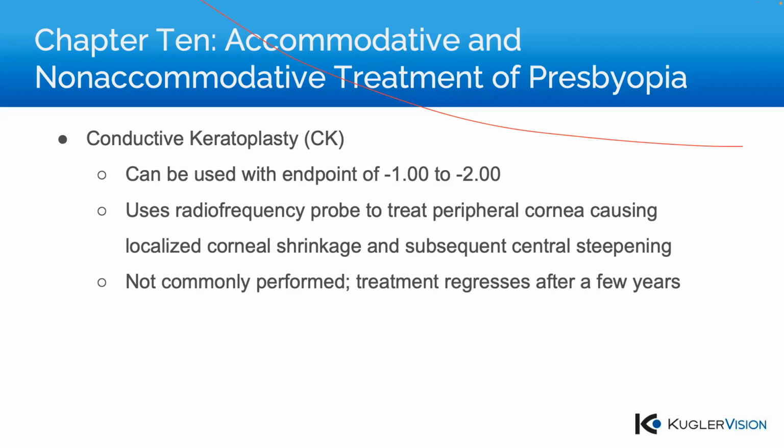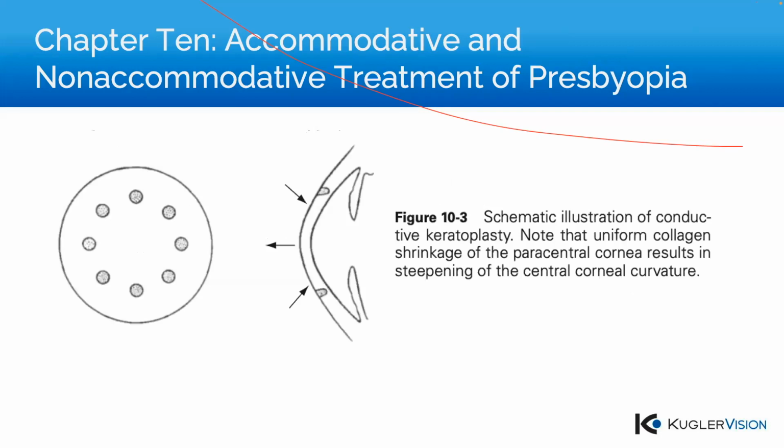But conductive keratoplasty is a technique to help induce 1 to 2 diopters or so of more myopia. With this technique, you use a radio frequency probe to treat the peripheral cornea, which causes flattening or shrinkage of the peripheral cornea and subsequent central steepening of the cornea. So this is a nice diagram to show that.